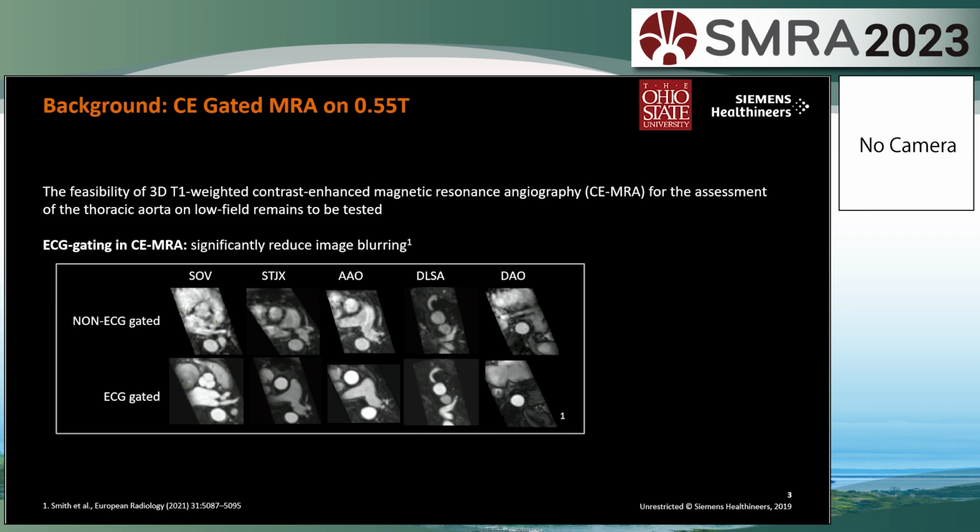So 3D T1 weighted contrast enhanced MR angiography is commonly used for assessment of the thoracic aorta due to its fast imaging speed and also the high resolution and full coverage. However, its feasibility has not been fully tested on low field scanners. And in recent studies, it was found that ECG gating is very important in contrast enhanced MR angiography because it can significantly reduce the image blurring at the level of the aortic valve and ascending aorta. In this study, it was found that if we want to do longitudinal studies of the ascending aorta, ECG gating is very important.